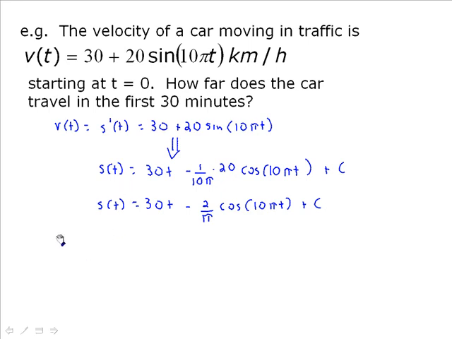And I'm going to get around the little problem by noting that really what we want is how far it went in the first 30 minutes. Now 30 minutes in terms of hours, which is the units we have, is 1/2. So really what we want is s at 1/2, its position after half an hour, minus its position at t is equal to 0. So what's going to happen when we go further with this is the c value is going to cancel out because we're going to subtract it away. So we got lucky with this one.